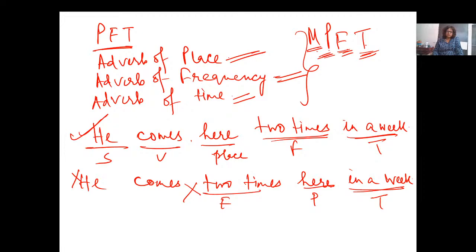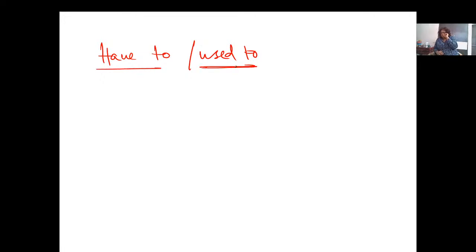Another important part I want to discuss with you, that is, if we get an adverb, adverb is used before have to and used to. Before have to, before used to, always we have to take frequency adverb. Let me give an example. Adverb, never used to, adverb is not used after have to. Adverb is not used after used to. It will always be used before have to, before used to.